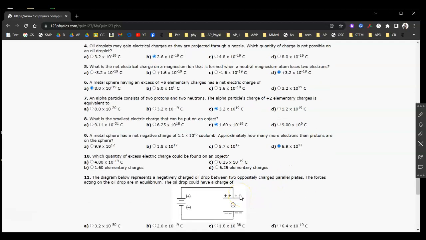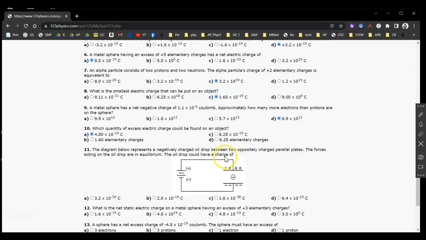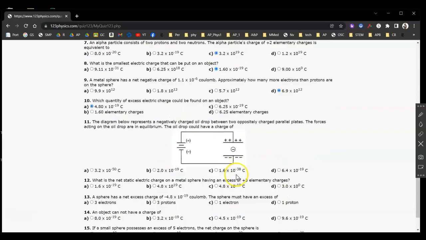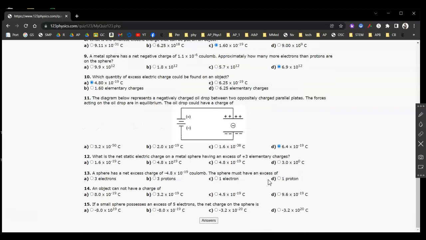Which quantity has an excess of electrical charge which could be found on an object? Well, I see it. Okay. The force. Okay, so you want to find F. An oil drop. So it's an electron, negatively charged. Oh, this is just an oil drop could have a charge of. Okay, that's easy. Well, it's too low. That's lower than 5 times 10 to the negative. 6.4? I think it might be. 1.6 times 4. Is that 6.4? Yeah, it is. Okay, this one's easy. 3 elementary charges. 4.8. But not the positive one, the negative one.